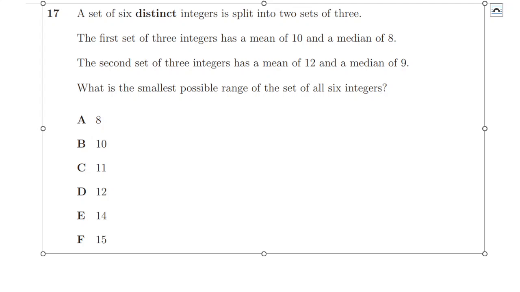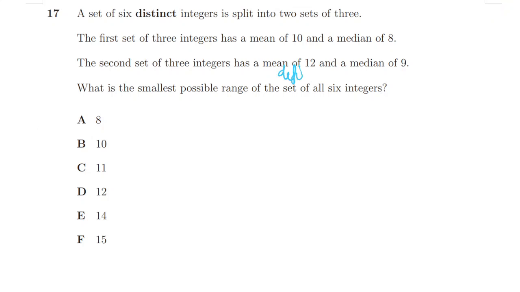Okay, so it seems like the mean and the median of the second set are both greater than the first set, right? So probably the second set is going to define the upper bound, and the first set probably defines the lower bound. Okay, so let's consider the first set first.